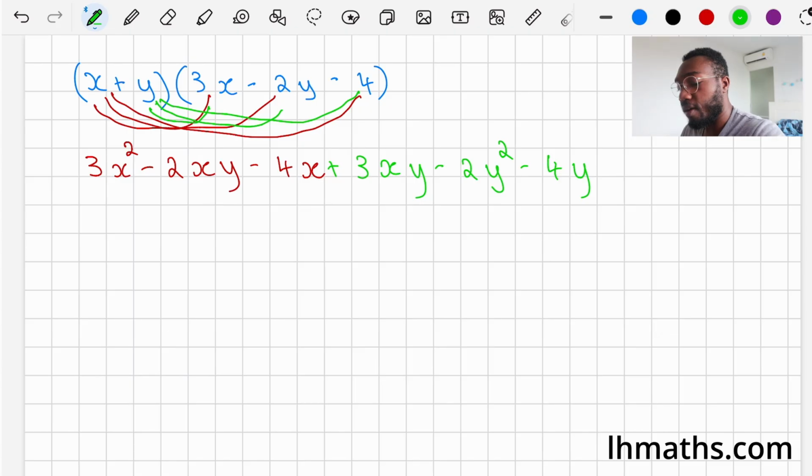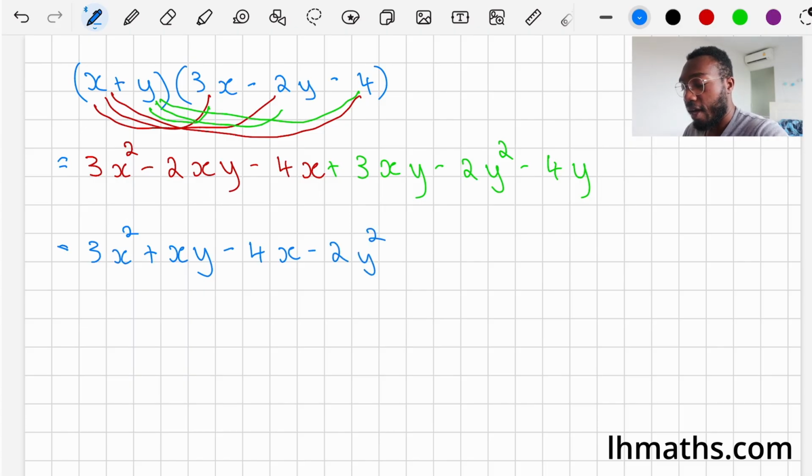Then we just need to simplify this down. So we look at the x squared. We have no other x squared, so we're just left with 3x squared here. We have a minus 2xy plus a 3xy, so that will be just xy. We have a 4x, there are no other 4x's, so that'll just be a minus 4x. And then we have a minus 2y squared, and then we also have a minus 4y. And that will be the answer, all simplified down.